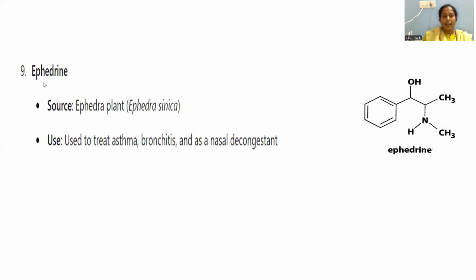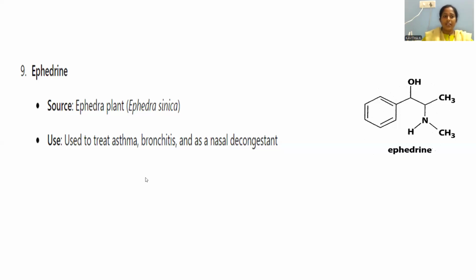From this ephedra plant we can extract ephedrine, and it is used in asthma treatment. Asthma is a bronchial-related disorder. Our windpipe is required to inhale and exhale the gases. So if it is contracting, breathing or inhalation becomes somewhat difficult.